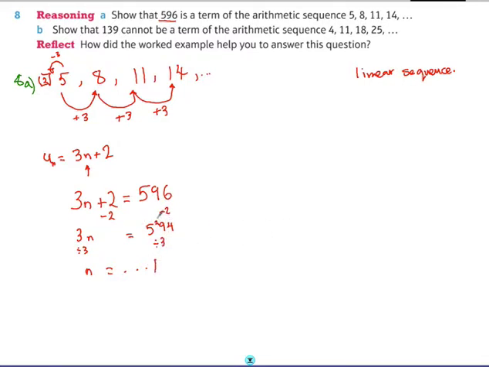3 goes into 5 once, carry a 2. 3 goes into 29 nine times, carry a 2. 3 goes into 24 eight times. So n is a whole number, 198, and it is, so that means that 596 is the 198th term of the sequence.